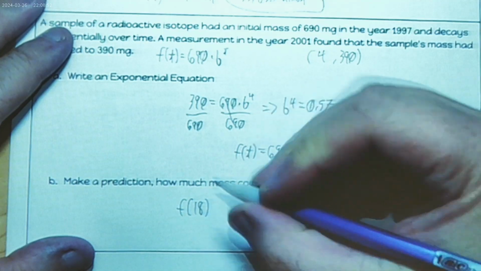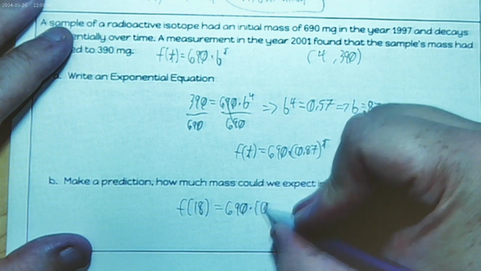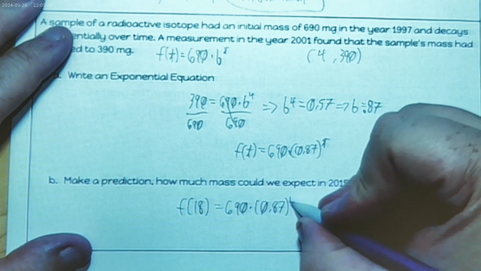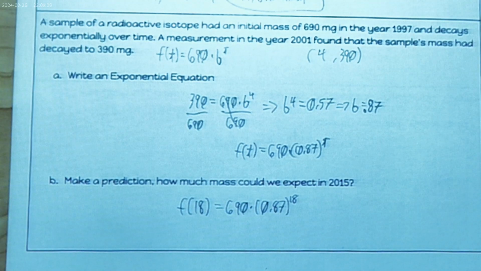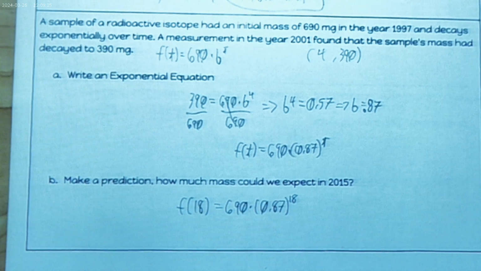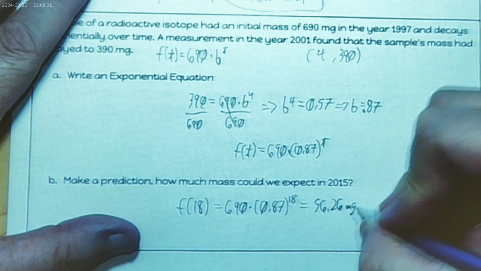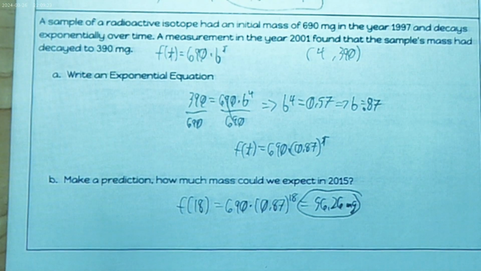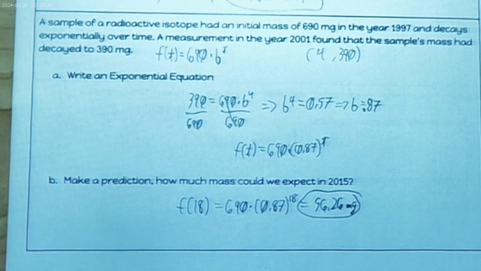So what that means is I'm going to feed in f(18) equals 690 times 0.87 to the 18th power. Alrighty. I do this off camera again, so I've got 690 times 0.87 up arrow 18 equals, oh, I'll say 56.26. Alrighty, so after 18 years, there's about 56 milligrams left. All right, well, that's doing pretty well.